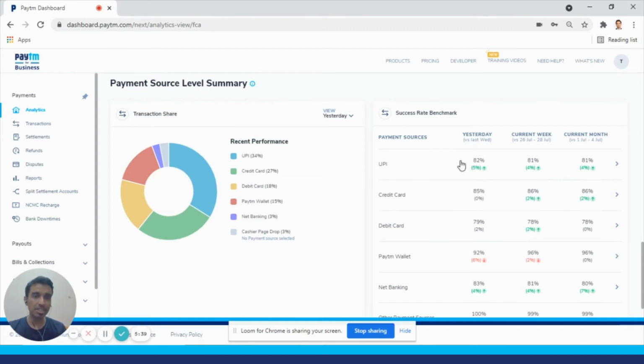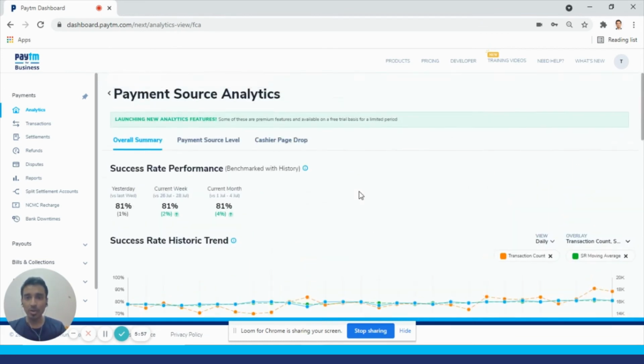With this information in place, the merchant will be able to understand how the most important payment sources are working out in terms of success rate. Now let's say the merchant wants to drill down on a particular payment source, let's say credit card in this case. What he can do is come back to the top of this page and click on the payment source level tab.